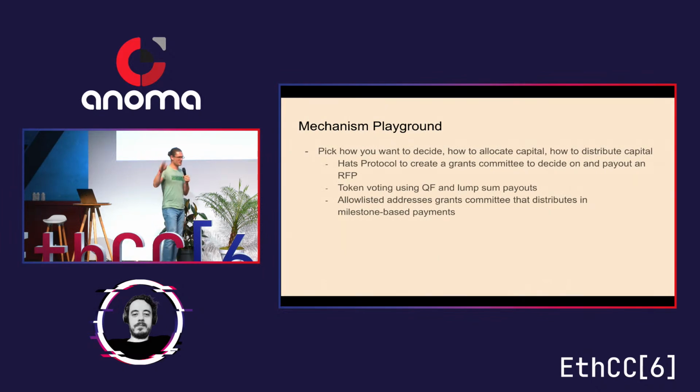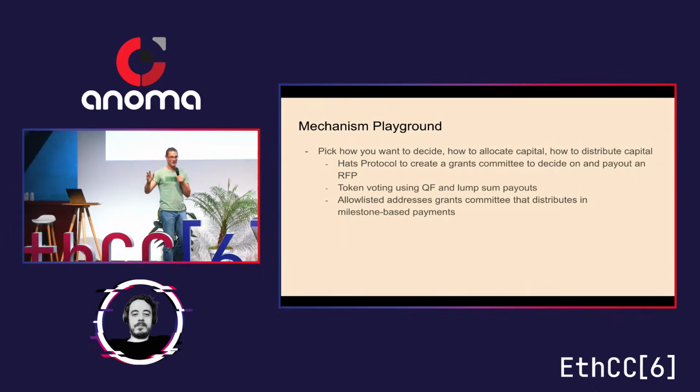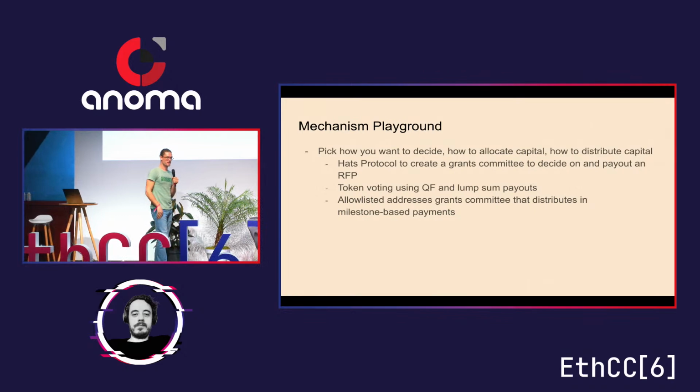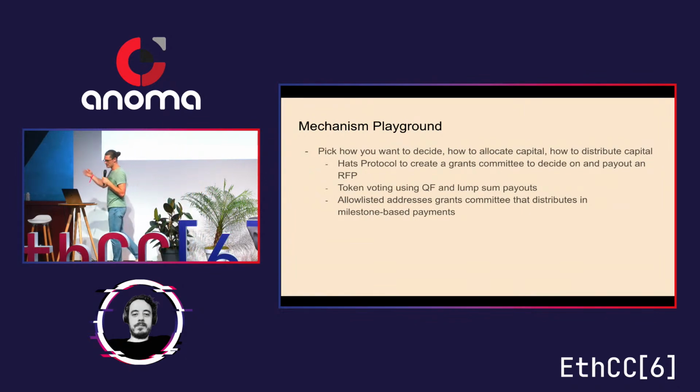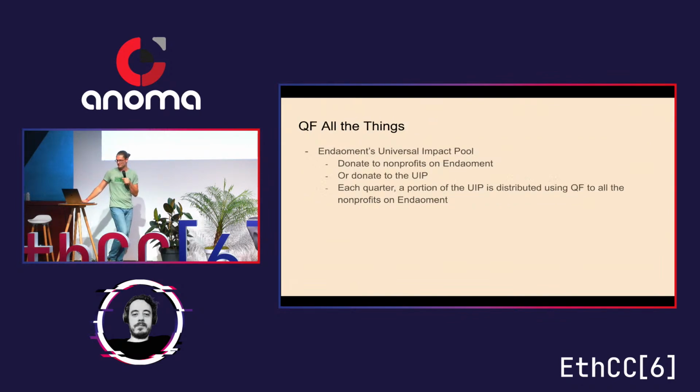I'm going to go through these kind of quickly. One thing that we're really excited about here is this is going to create basically a mechanism for playgrounds. You saw all the different parts of an allocation strategy. Well, you can mix and match for whatever is useful for your community. If you want to use hats to create streams, you can do something like that. If you want to use an allow list, you can do something like that. Milestone-based payments, etc. There's this whole design space that's now opened up around how you allocate capital.